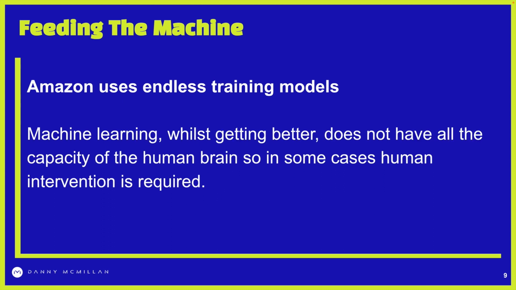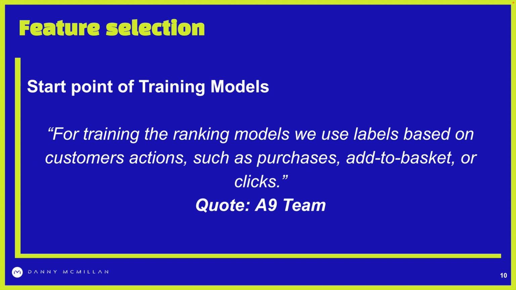Machine learning, whilst getting better, does not have all the capacity of the human brain. So in some cases, human intervention is required. So this is a quote from the A9 team: For training the ranking models, we use labels based on customer actions, such as purchases, add to basket, or clicks.